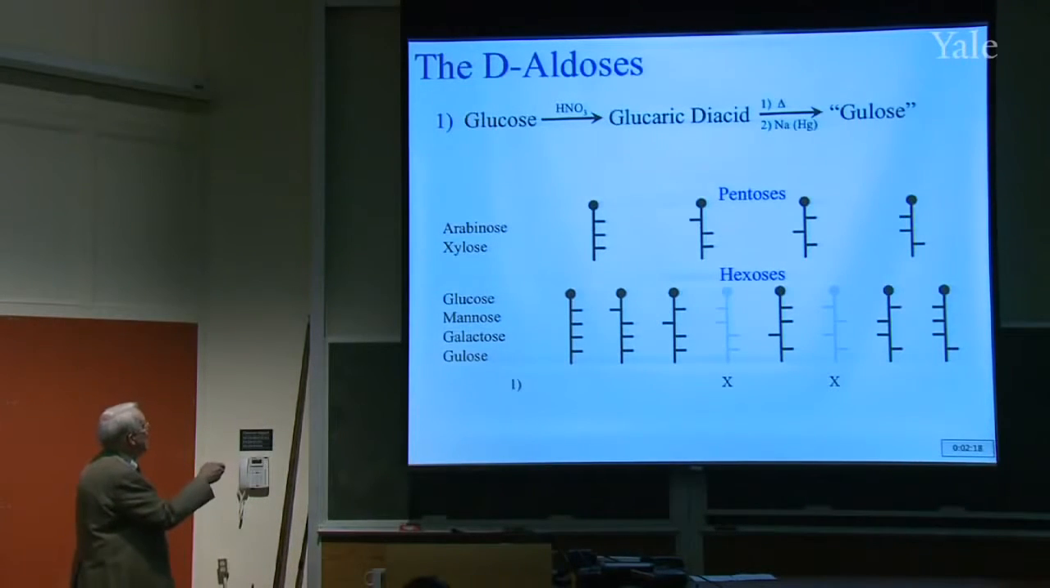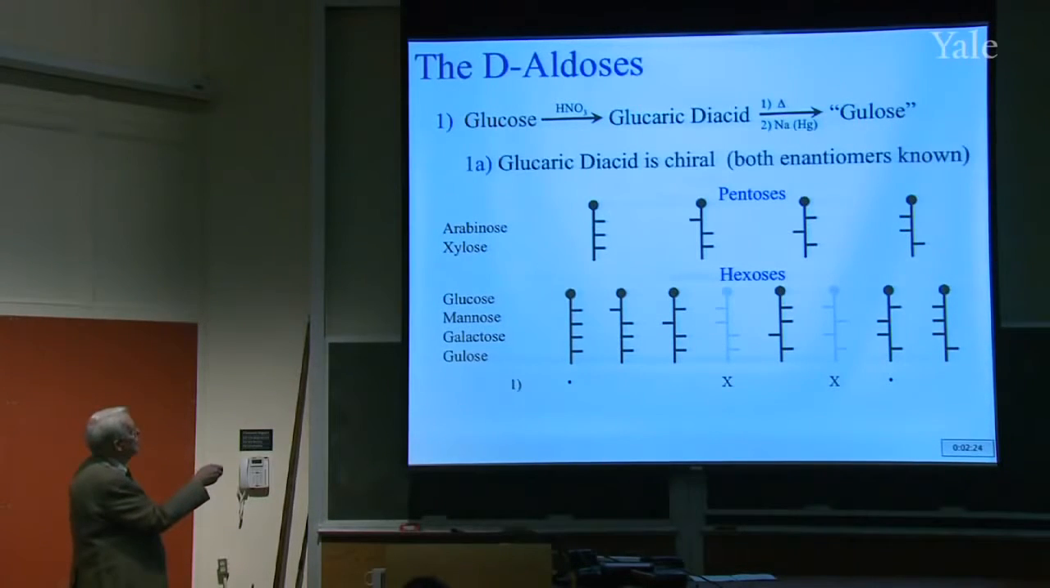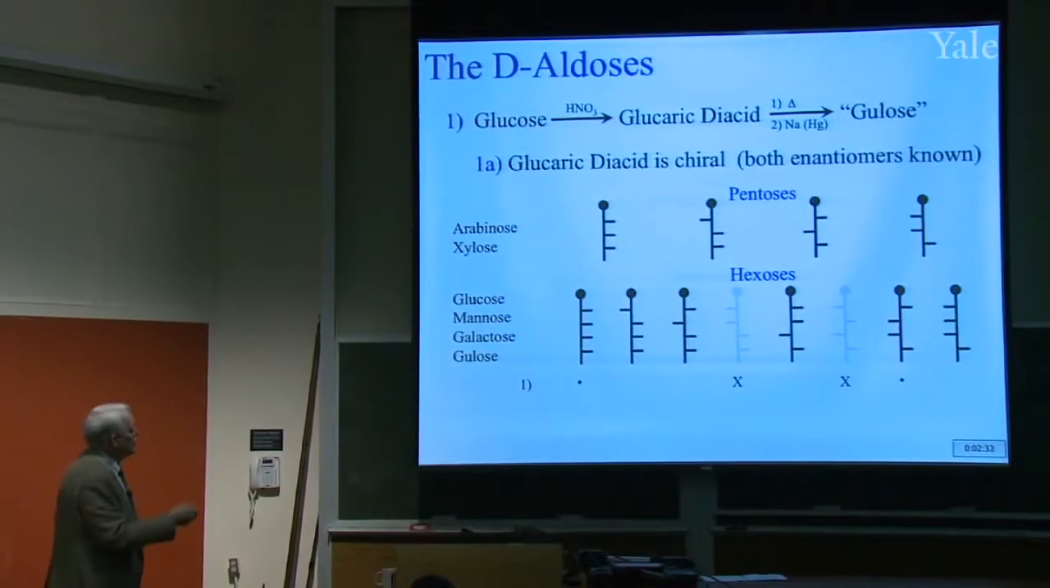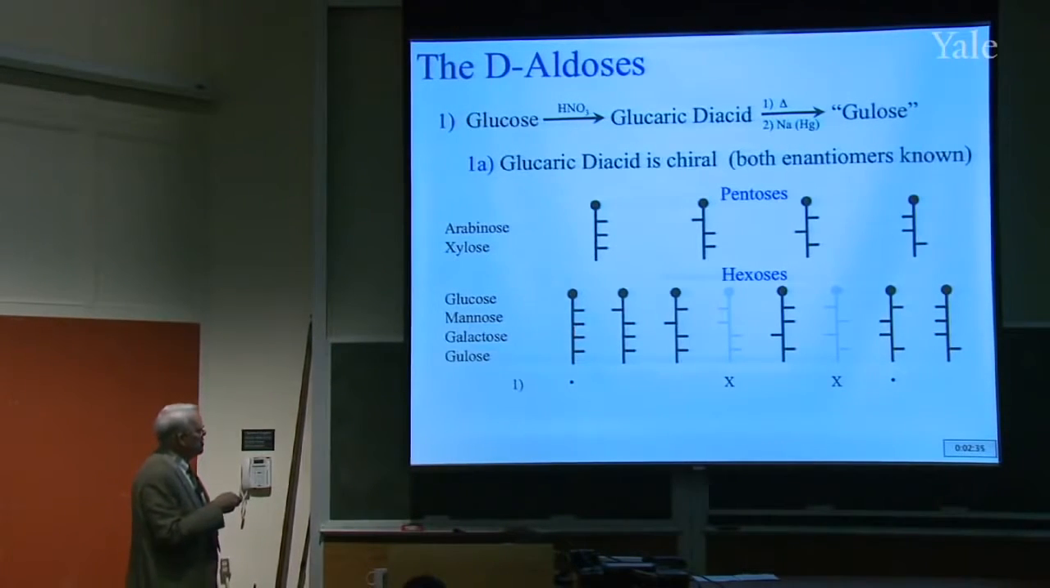Now item 1A, and we're not so confident about that because it changes the handedness only. But the diacid is chiral. Both enantiomers are known when the two ends are the same. Okay? So with this one, if the two ends were the same, would it be chiral?